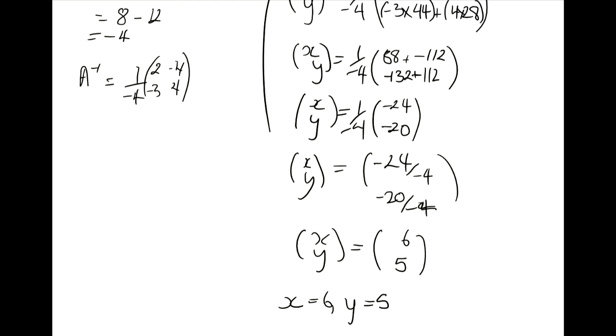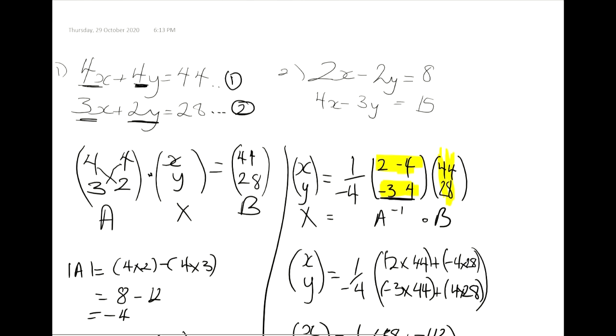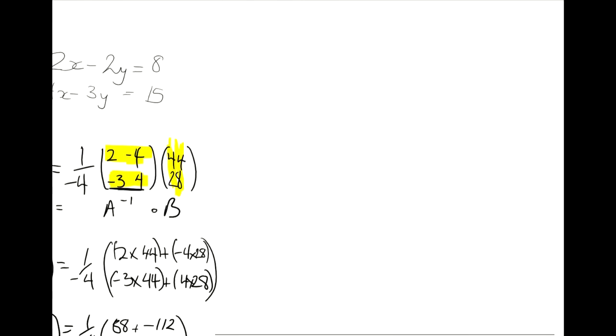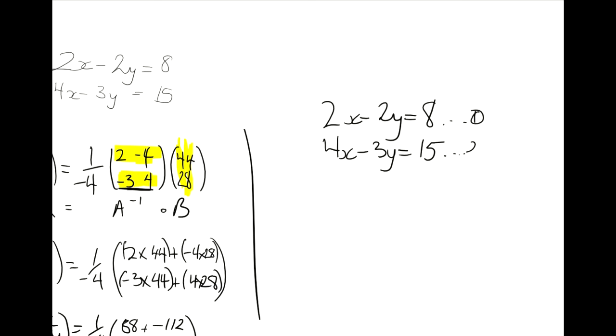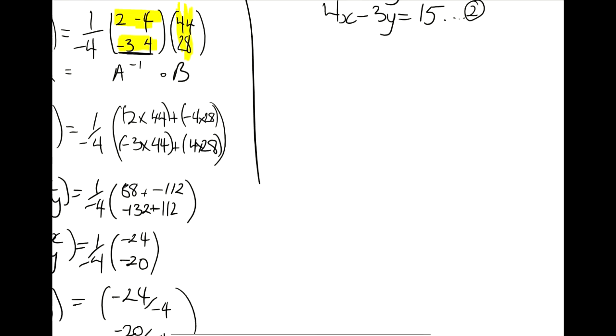Alright, let's look at another one. So we have here 2x minus 2y equals 8, and 4x minus 3y equals 15. Equation 1, equation 2.